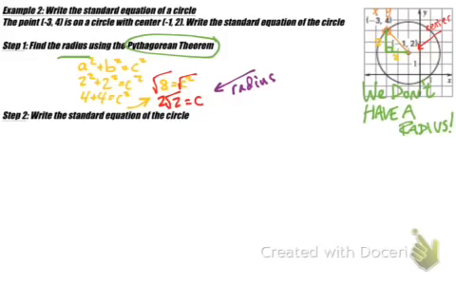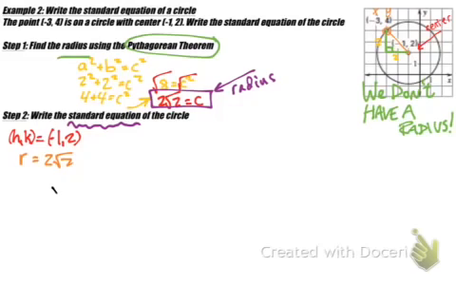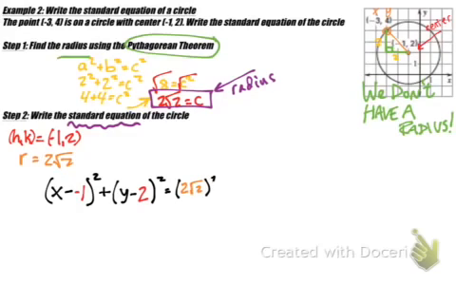Now we can write our standard equation of our circle. So we have h and k, which is going to be -1, 2. Our radius is 2 root 2. So then we write our standard equation. So we have x minus a -1 squared plus y minus 2 squared equals 2 root 2 quantity squared.